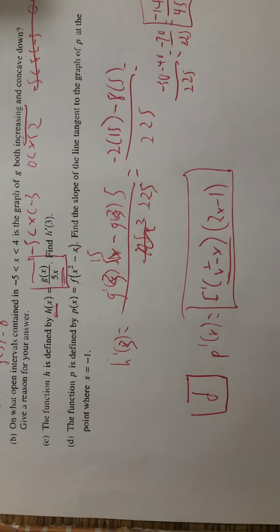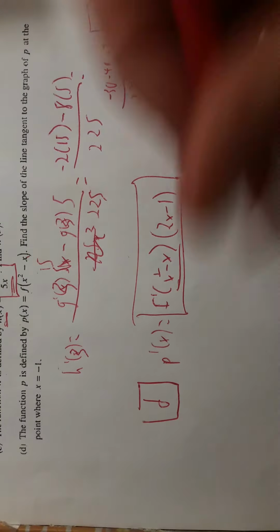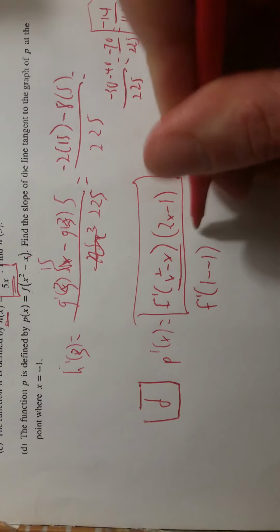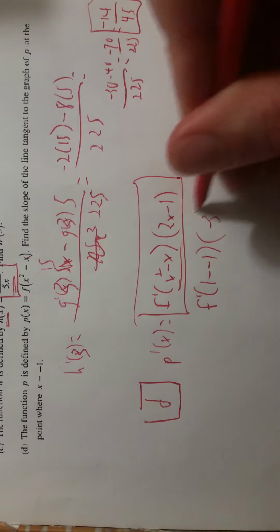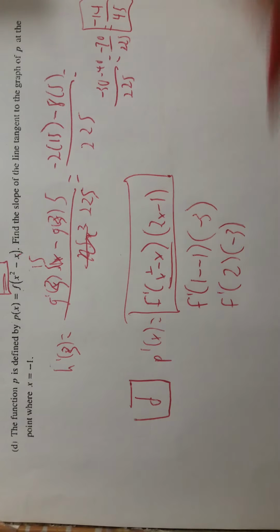Now I want the slope of the tangent line when x is -1. So I'm going to plug in -1. I'm going to get f prime, plug in -1, you get 1 minus -1, times, if you plug in -1 here, you get -3. So it's f prime of 2 times -3.